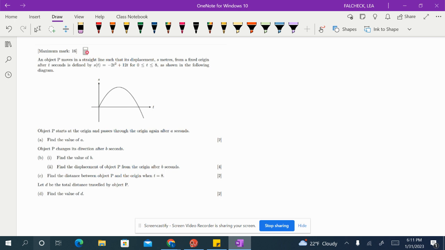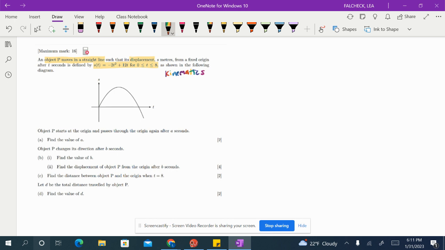All right, an object P moves in a straight line such that its displacement s meters from a fixed origin after t seconds is defined by s of t equals negative 2t squared plus 12t, between 0 and 8, as shown in the following diagram. Object P starts at the origin and passes through the origin again after A seconds. So we have an object moving in a straight line. We're talking about the displacement function, S of t. This is going to be a kinematics problem.